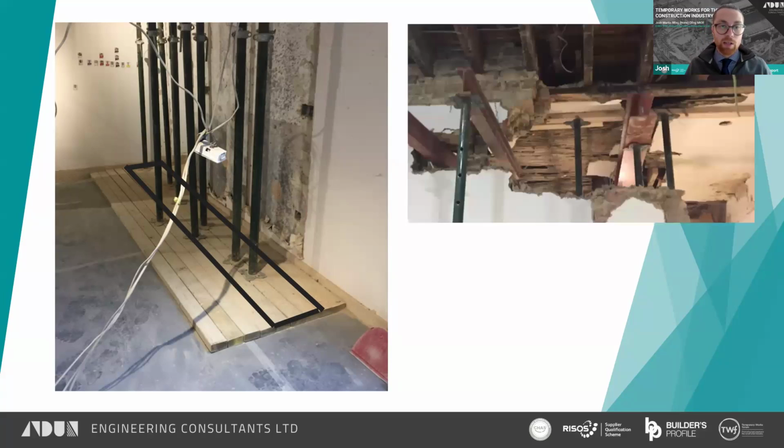But looking at that, I don't think the props are doing an awful lot anyway, so that was questionable, and what kind of loading was going onto the floor in the first place. So anyway, just a little nugget of bad practice, which is quite amusing to see sometimes.